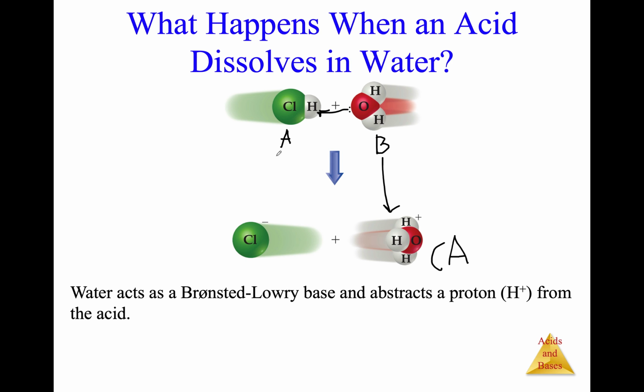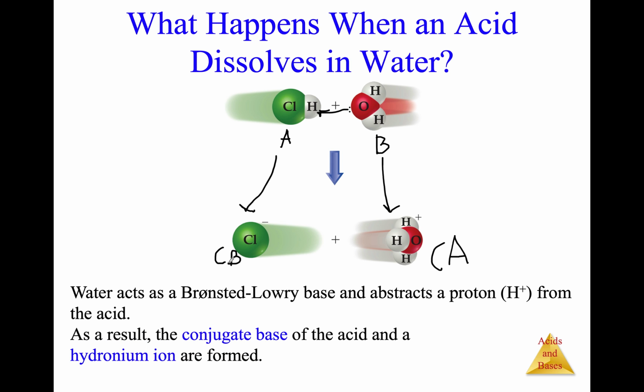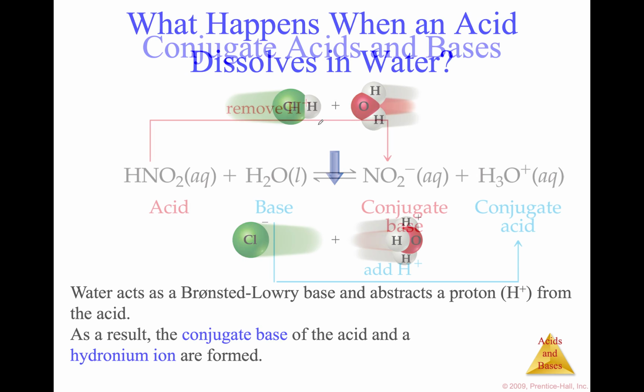And then the acid donates a proton to form Cl minus. And we'll call that the conjugate base, just shorthand CB. So as a result, the conjugate base of the acid and hydronium are formed. An acid donates a proton to produce a conjugate base. The base accepted a proton to form a conjugate acid. So in our acid-base reactions, all we're really looking at is transferring a proton, or an H plus, from the acid to the base.